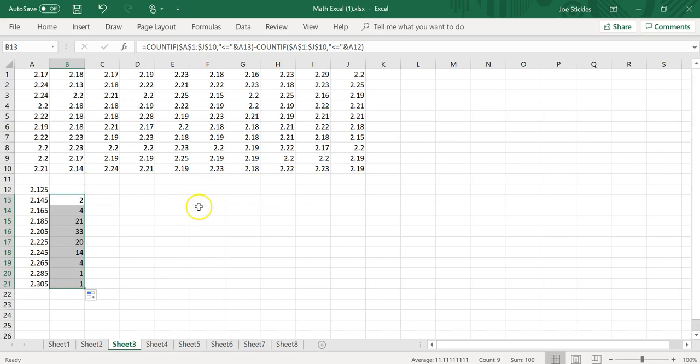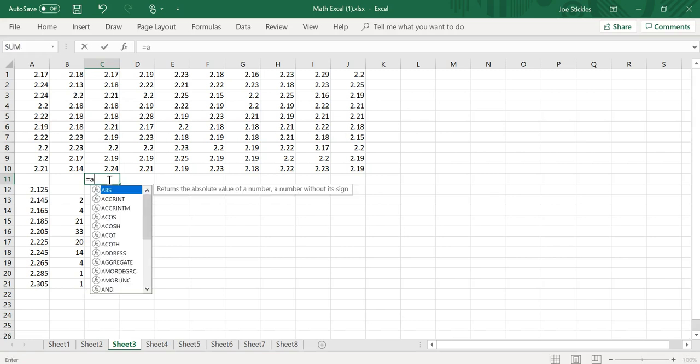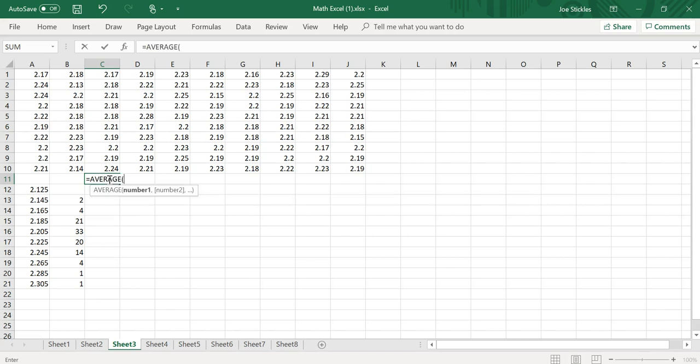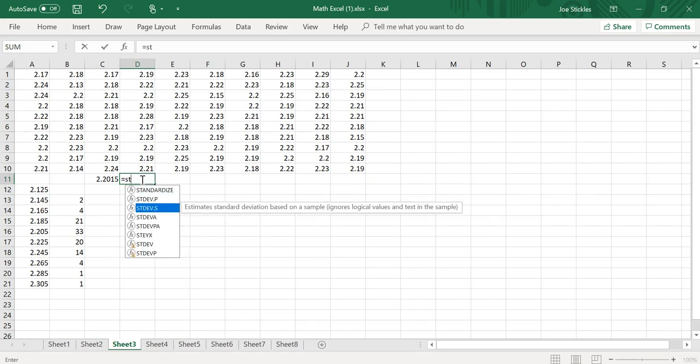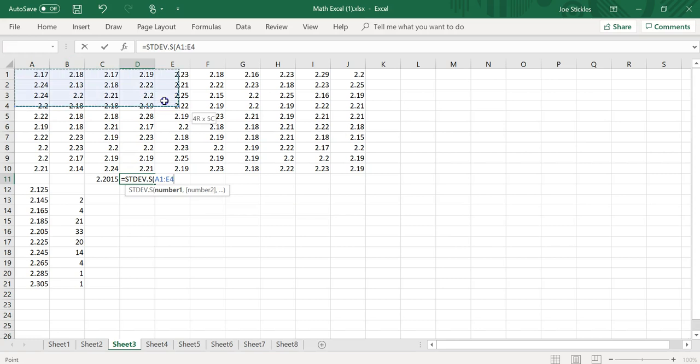All right. We're going to need to estimate a couple of parameters from this distribution. I need to estimate the mean. I need to estimate the standard deviation, right? Well, mean's easy because I can just do average and then highlight the range here and get the mean. For standard deviation, we want the STDEV.S. That's standard deviation of a sample. And then highlight.